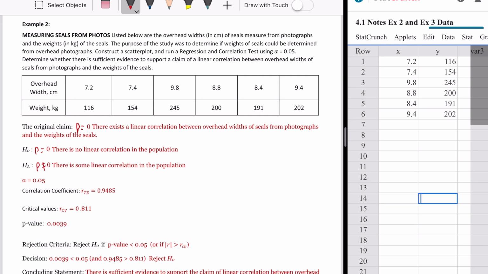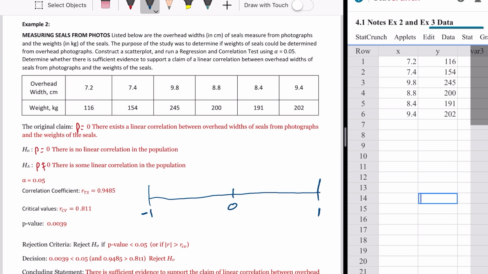This is a great application problem because you don't want to weigh every seal. But if you can take 6 seals and fly over, get their width in the picture, and then coordinate that with their weight, actually weighing those 6, then you can figure out whether you can just fly over and look at seals, find their width from your picture, and then estimate their weight without having to weigh the seal. This is a good application.